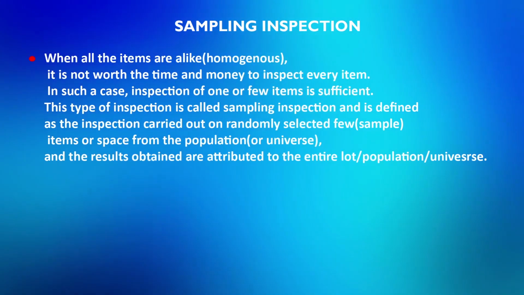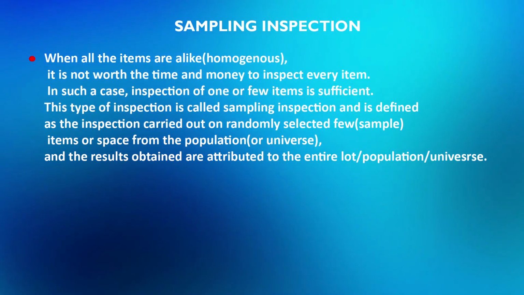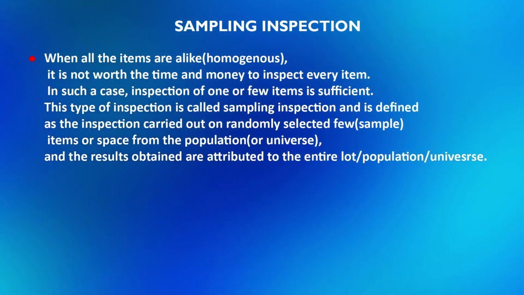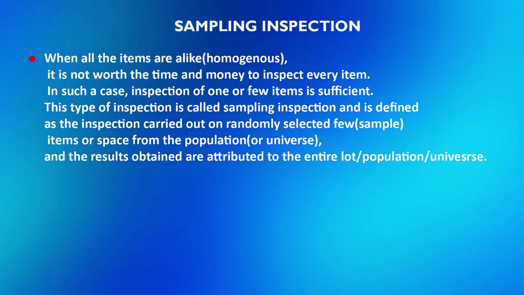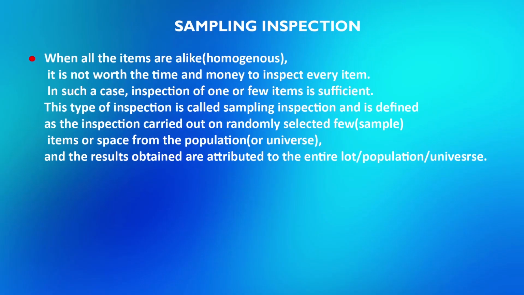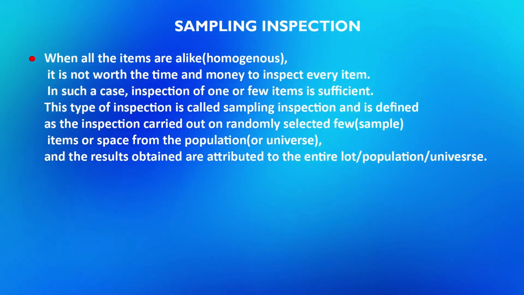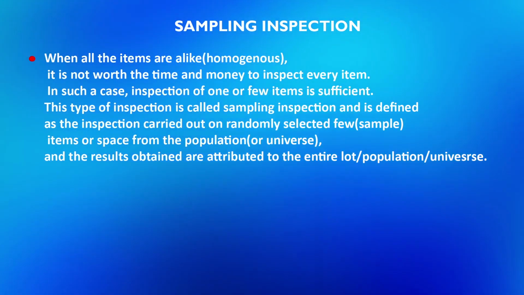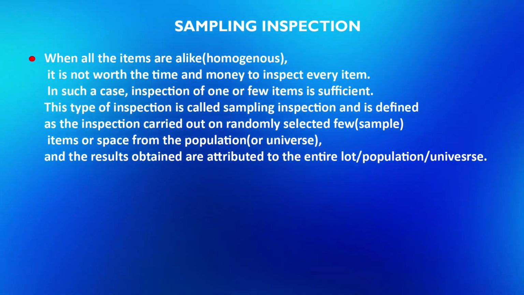If any defect comes, immediately it will be informed to the concerned person and the production will stop, the corrections will take place and then the process will be started. That is the sampling inspection. When all the items are alike or homogeneous, it is not worth the time and money to inspect every item. In such a case, inspection of one or a few items is sufficient.